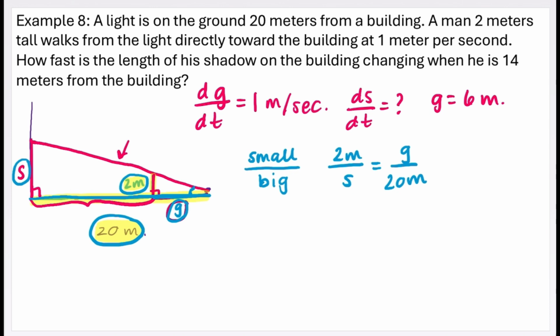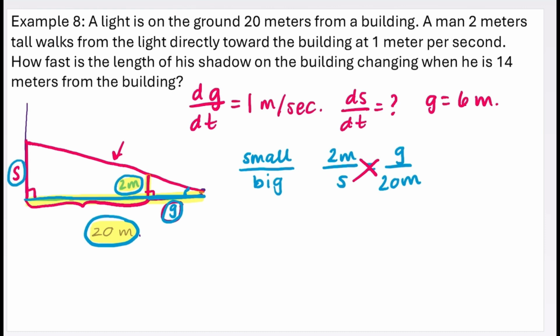Now, I'm going to go ahead and make this proportion look a little bit better, and I'm going to cross multiply. All right, so when I cross multiply, I'm going to do 2 meters times 20 meters, which will be 40 meters squared. And then I'm going to have S times G. Now I am going to have to figure out what S is because I am going to have S left after I find the derivative. So I'm going to go ahead and do that real quick before I move on. And I'm going to use my proportion to figure out what S would be.